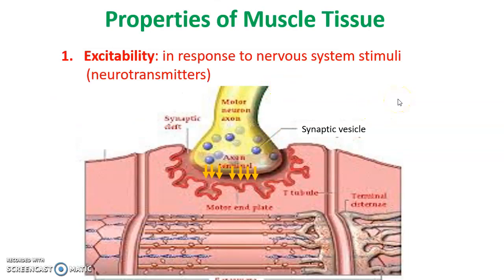All right, properties of muscle tissue. Fundamental characteristics common to muscle tissue. First up is excitability. This basically means that muscle tissues can respond to stimuli from the nervous system. Say this yellow structure here is the end of an axon of a motor neuron. It's able to release neurotransmitters that will cross over and bind to the muscle tissue, causing the generation of a muscle action potential that will lead to a contraction. So excitability: it can be excited, it will respond to signals from the nervous system.